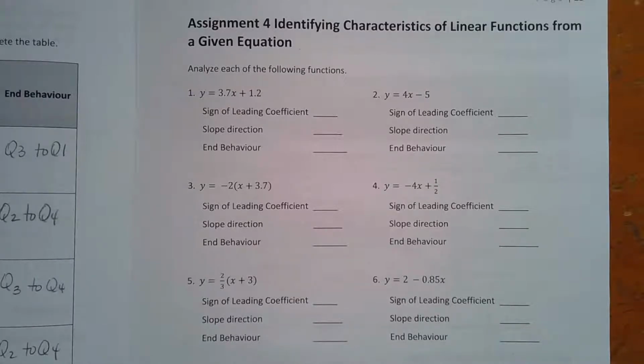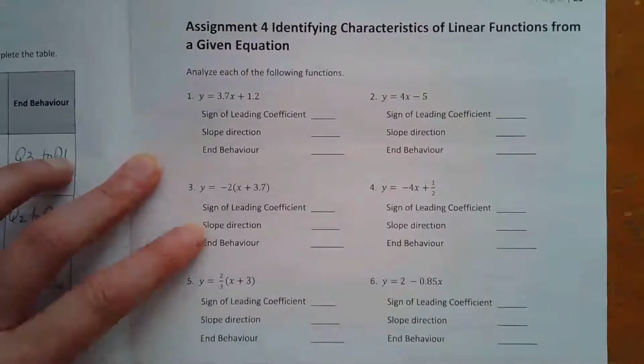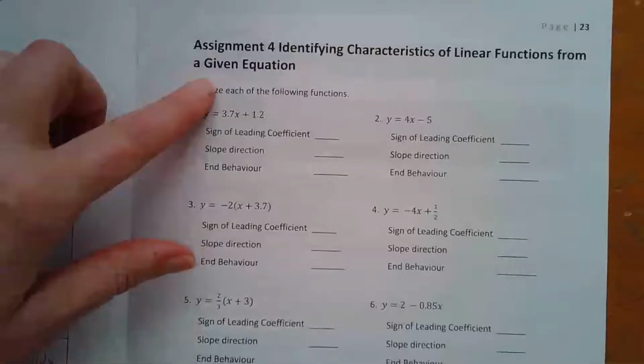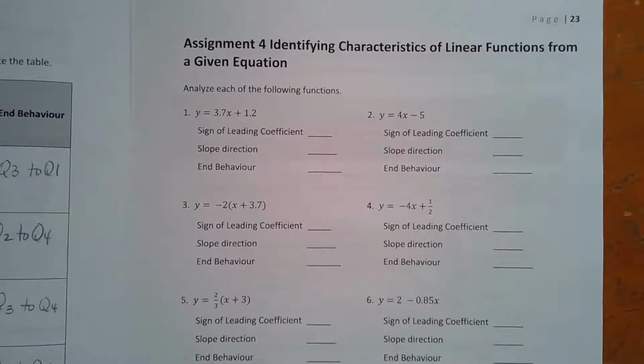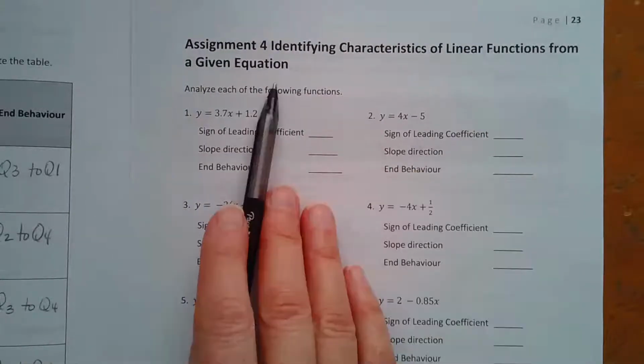As I said in the blog, if you were looking at the blog before class started, my goal was to take a look at a couple of these in assignment 4, go over the homework and start lesson 5. You will need your graphing calculator app or program, so make sure you have that open. So assignment 4 says identify characteristics of linear functions from an equation.